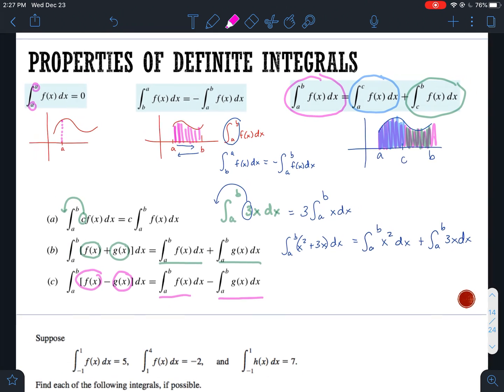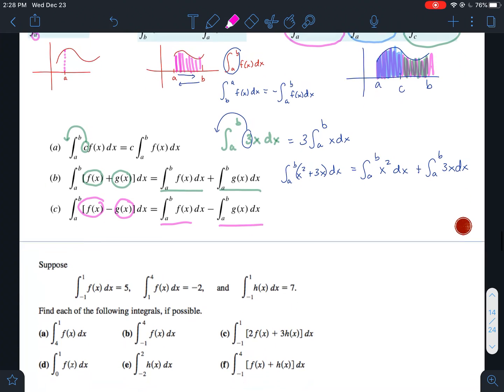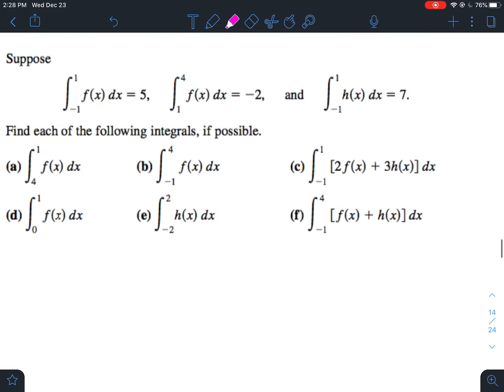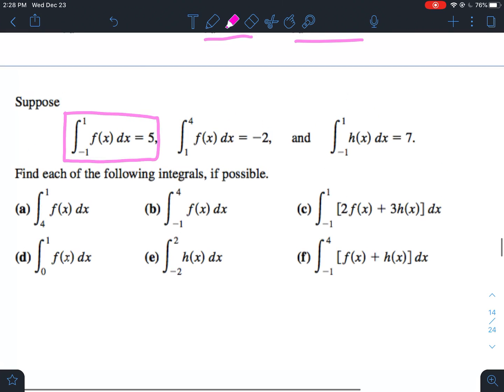The same thing works with subtraction. So if you have two different functions and you're subtracting them in a definite integral, you can separate it into two separate definite integrals with subtracting them in between. And so those are properties of definite integrals that you can use sometimes, and they'll make your life a little bit easier. So let's see how these would work in some examples.